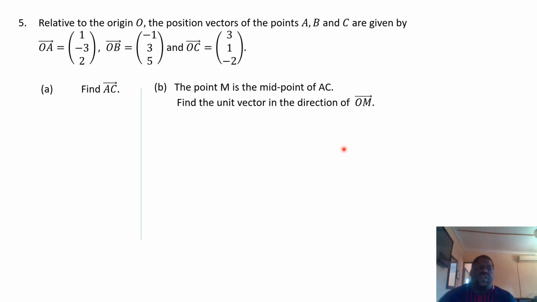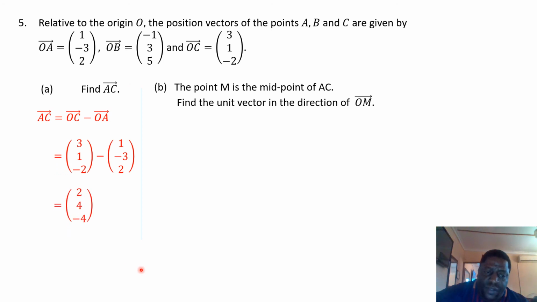So let's look at some questions that we can use. Relative to the origin, the position vectors of the points A, B, and C are given below. First, they say you must find AC. Now, AC is very interesting to find. AC is OC minus OA, second position point minus first position point. No problem, you just substitute and then calculate. So this gives you the value of AC.